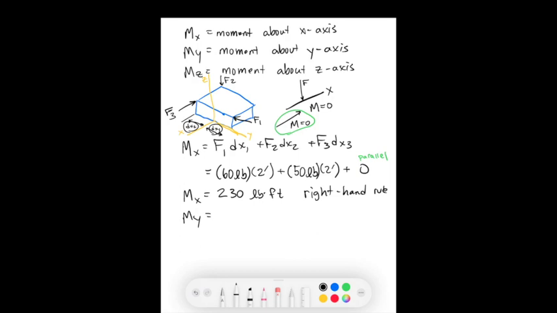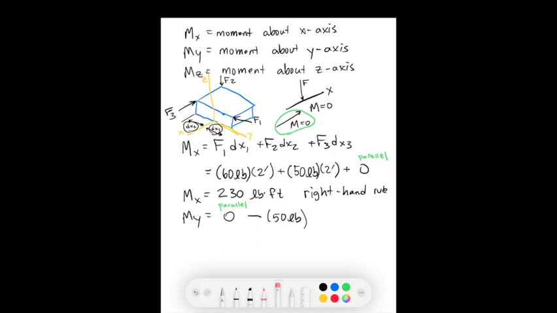Let's look at My. In this case, force 1 is 0 because, again, it's parallel. Force 2 works in the negative direction and has a magnitude of 50 pounds. So if you hold your hand as if it's on the y-axis and you rotate with the right-hand rule, it would have to rotate around like this in the positive direction. But we see that force 2 is going to cause it to rotate this way, and so that's why that one's negative.